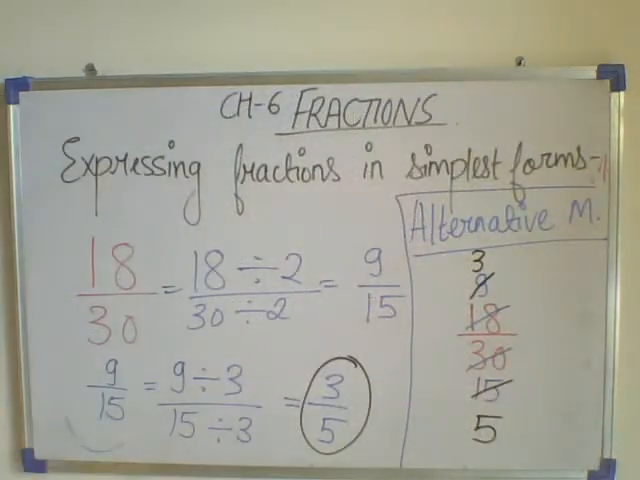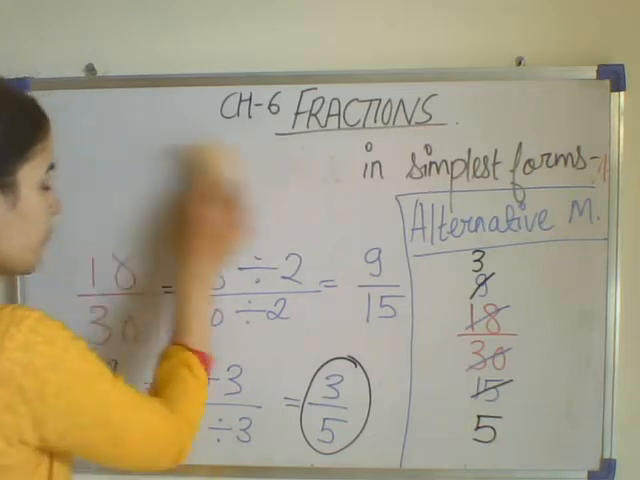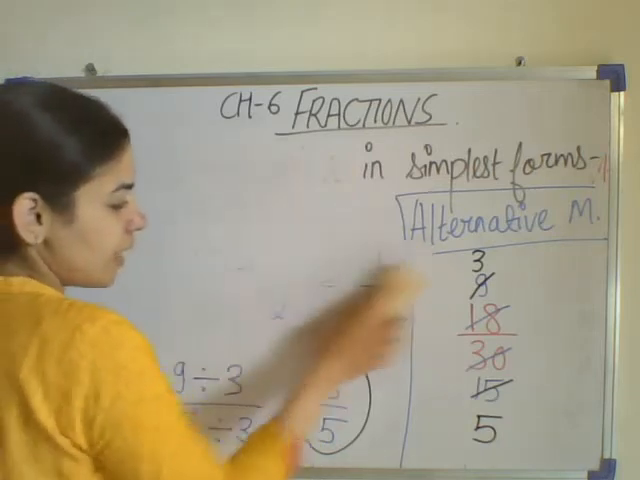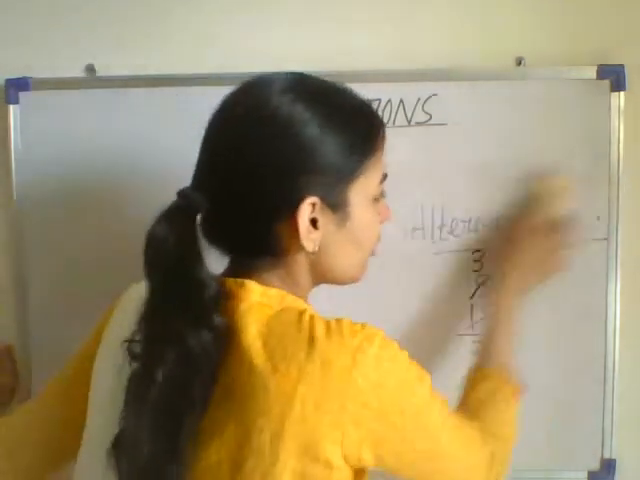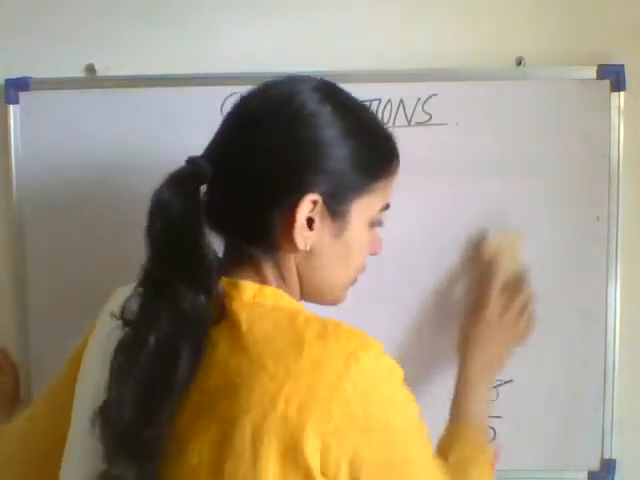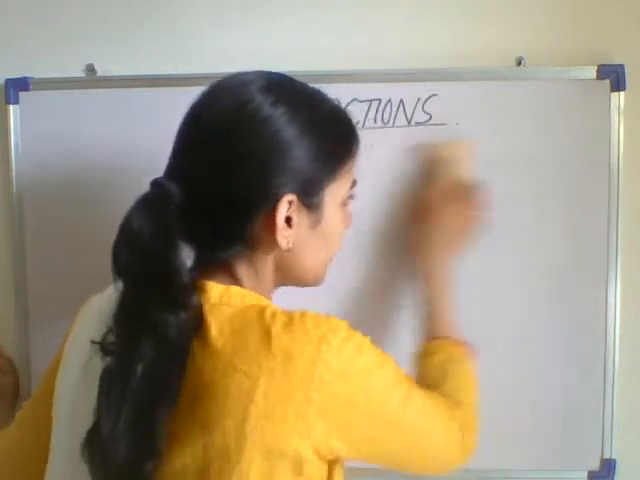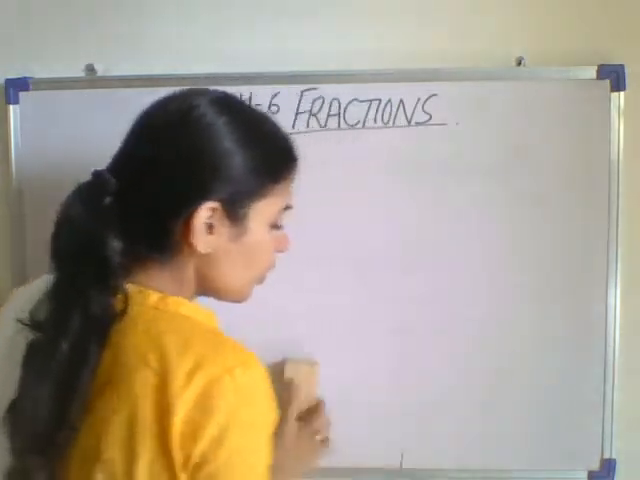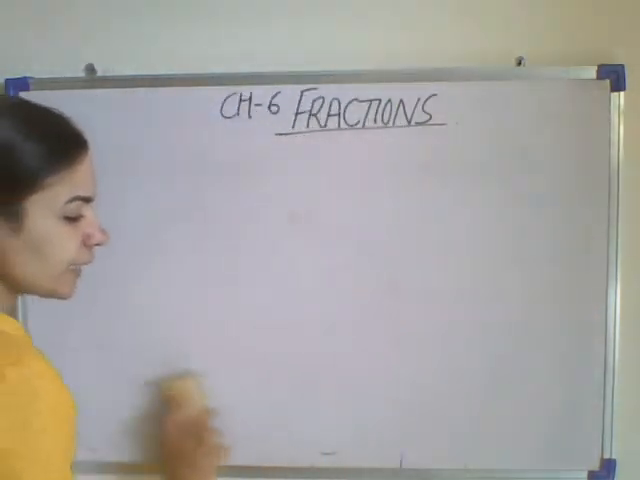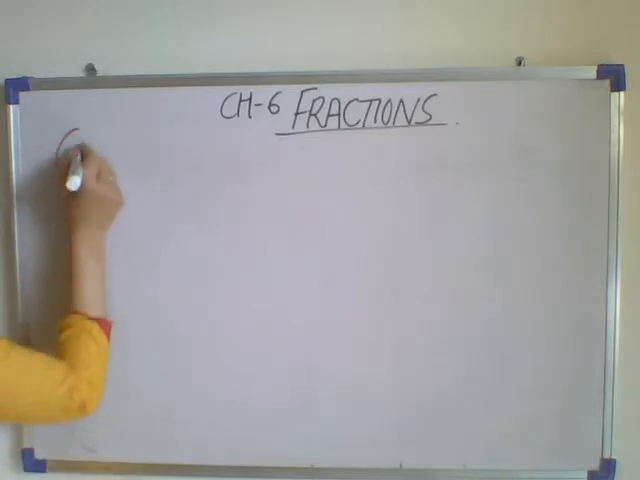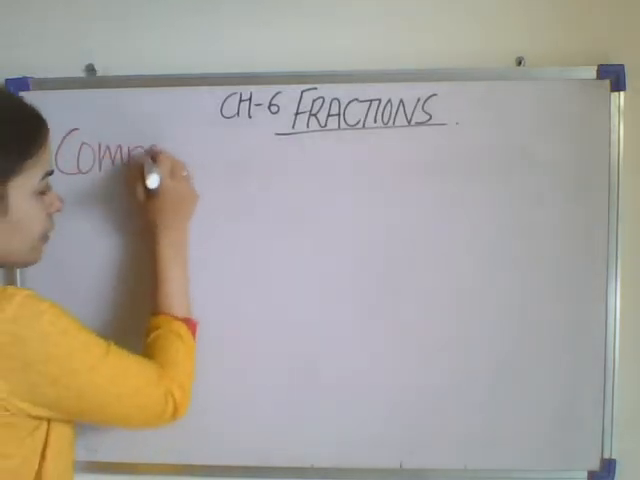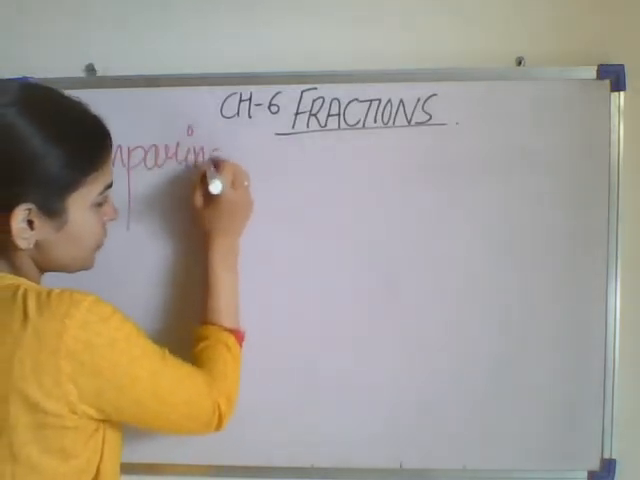Now next we will be comparing fractions. We will be comparing fractions with like and unlike denominators. I hope you all know what denominator and numerator are. The denominator is the number that we write below, and the numerator is the number that we write above. Now let us do the comparison, that is, comparing fractions.